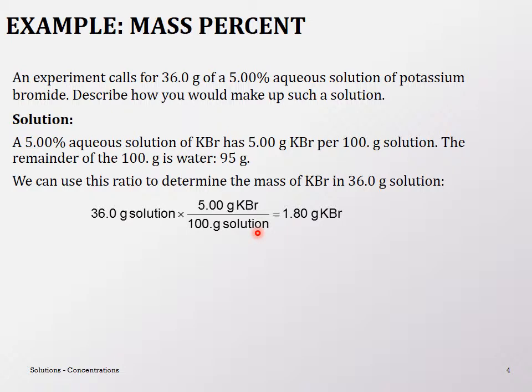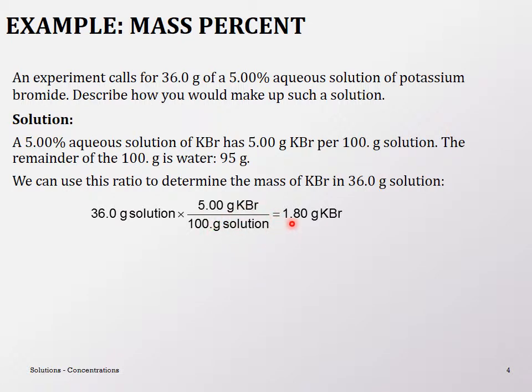Okay, and again, remember, always start with what you know and what you're given. So 36 grams of solution is what you're given. I would always start with that, and I would use my percent solutions or concentrations as a conversion factor. So this is a conversion factor of some sort. If you're setting up a dimensional analysis, then this becomes easy to follow.